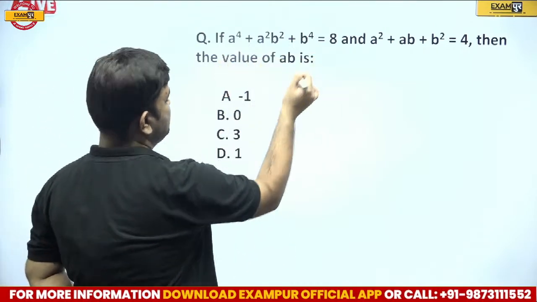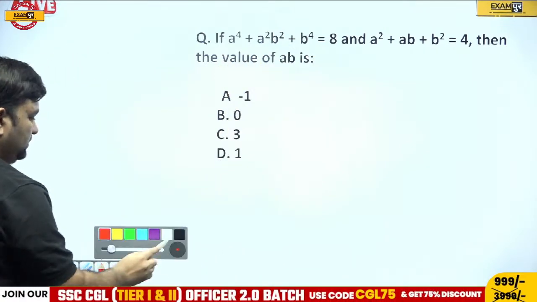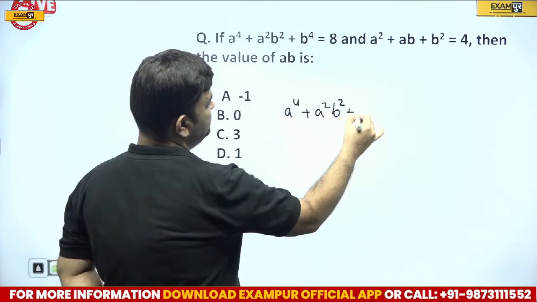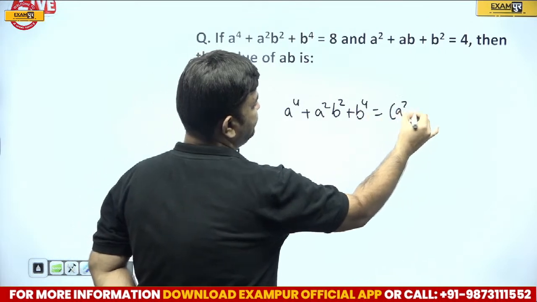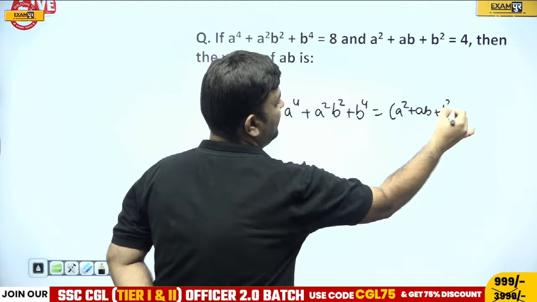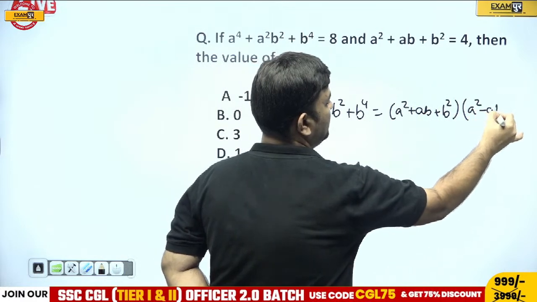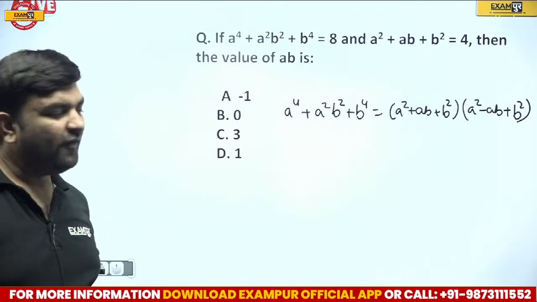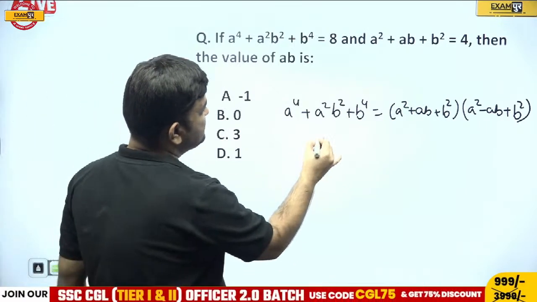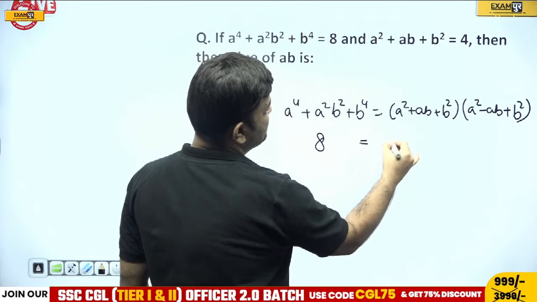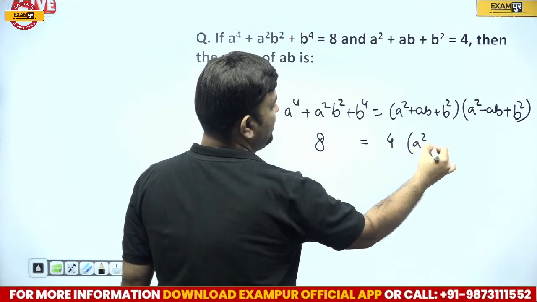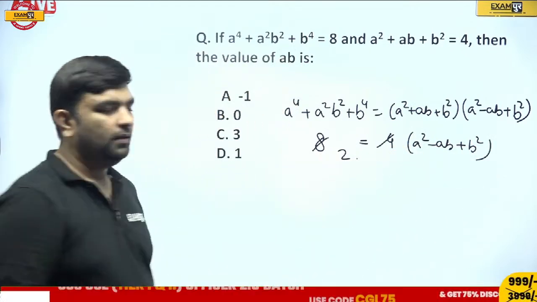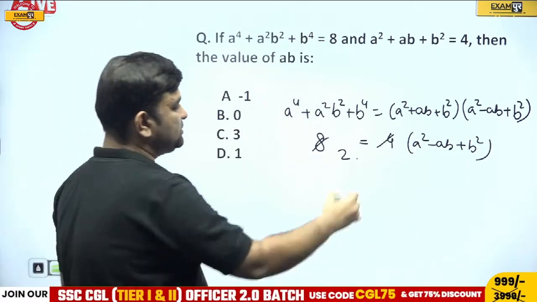This has two factors. One is given, another is asked. This is two factor, one is given, another is asked. This is given as 8. This is given as 4. So a square minus ab plus b square comes out to be 2.